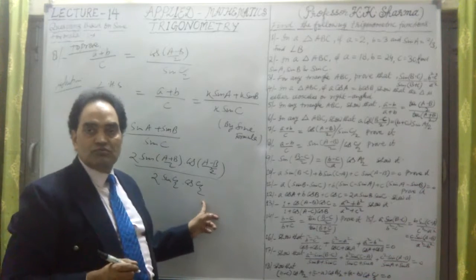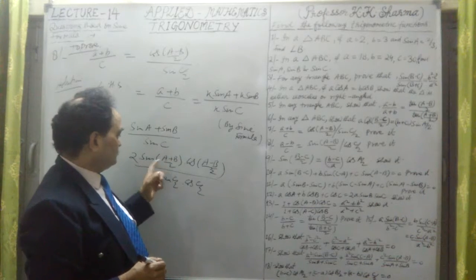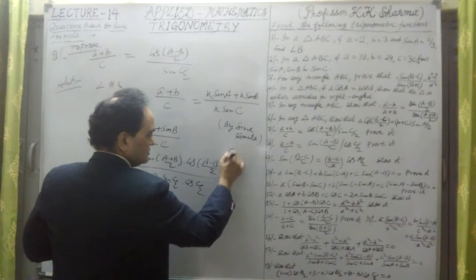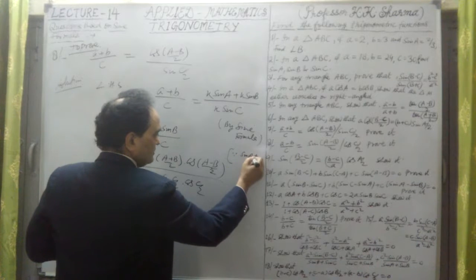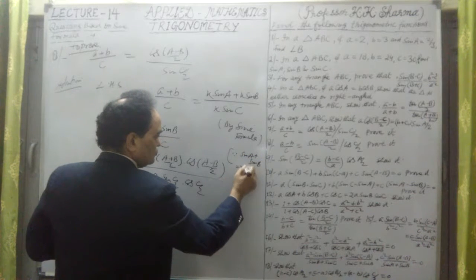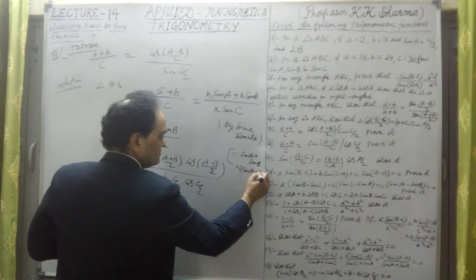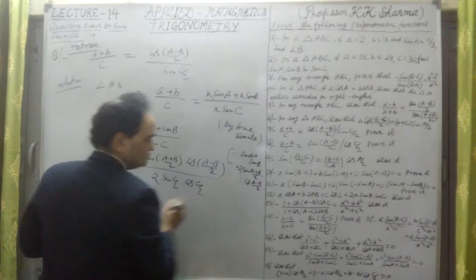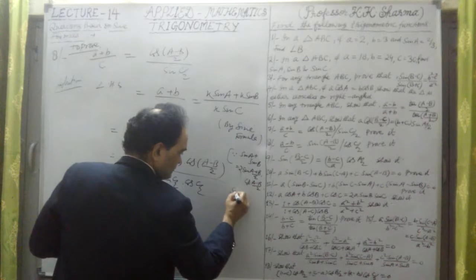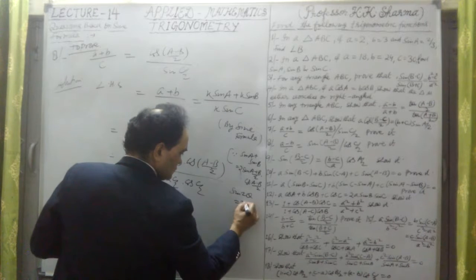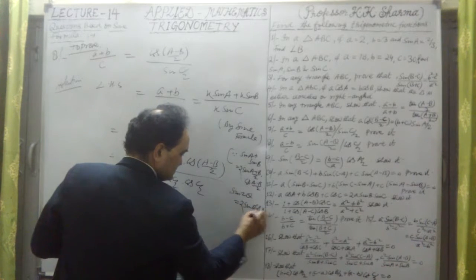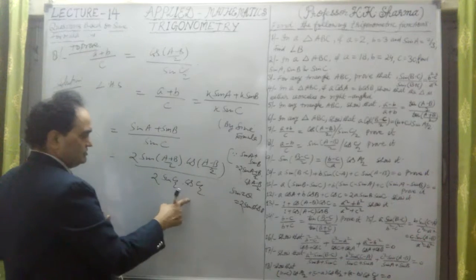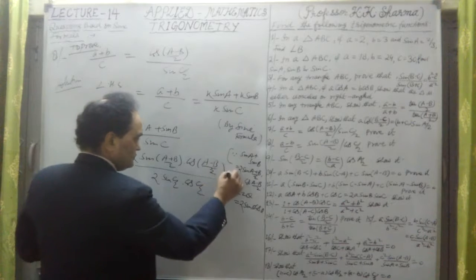This is the sin 2 theta formula. In the numerator we have 2 sin((A+B)/2) into cos((A minus B)/2), since sin A plus sin B is equal to 2 sin((A+B)/2) into cos((A minus B)/2). This is one formula. And sin 2 theta is equal to 2 sin theta into cos theta. If it is a single angle theta, then it will be 2 sin(theta/2) into cos(theta/2), like this. So these are the formulae we have used.